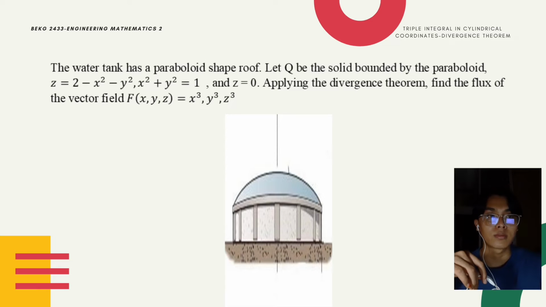For the question, assume that the water tank has a paraboloid shaped roof. Let Q be the solid bounded by the paraboloid z equal to 2 minus x squared minus y squared, the cylinder x squared plus y squared equal to 1, and z equal to 0. Applying the divergence theorem, find the flux of the vector field F(x,y,z) equal to x cubed, y cubed, z cubed.